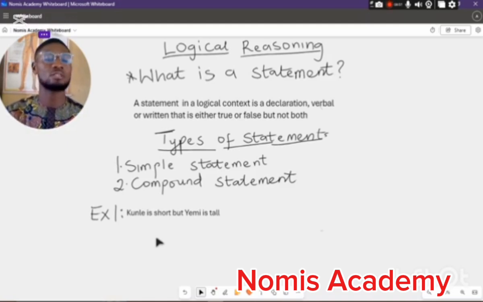Yes. Kunle is short is a statement. Oh, somebody wants to ask, did you say that a statement must have a verb? Yes, because Kunle is short has a verb, is. So Kunle is short is a complete statement. Yemi is tall is a complete statement. Is that clear? So when we have Kunle is short but Yemi is tall merged together, we have a compound statement. Let's take another example.